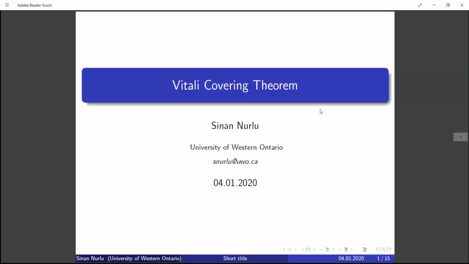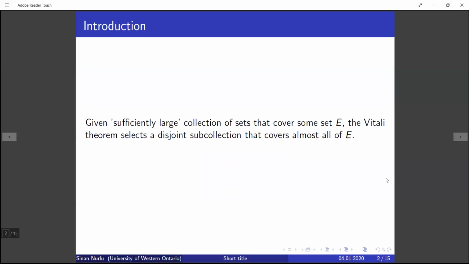Hello everyone. Today I'm going to talk about the Vitali covering theorem for my presentation for the measure theory course. But before we go to the definitions and lemmas we're going to prove in the proof of the theorem, I'd like to paint a picture of what the theorem states roughly. It basically says that given a large collection of sets that cover some set E, the Vitali theorem selects a disjoint subcollection that covers almost all of E.